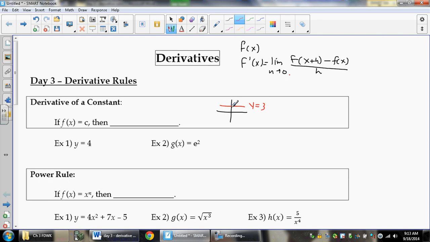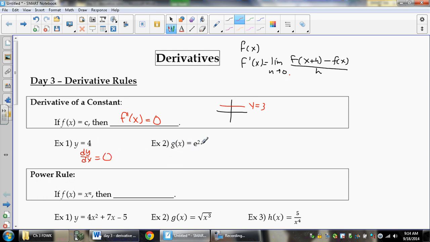So if f of x equals c, then what's the derivative? Well, the derivative of a constant function would mean the slope of a horizontal line, and the slope of a horizontal line is 0. So if f of x equals any number, then f prime of x equals 0. So let's say y equals 4. Well, if y equals 4, then dy dx, just another notation for derivatives, is 0. 4 is a constant, 0.